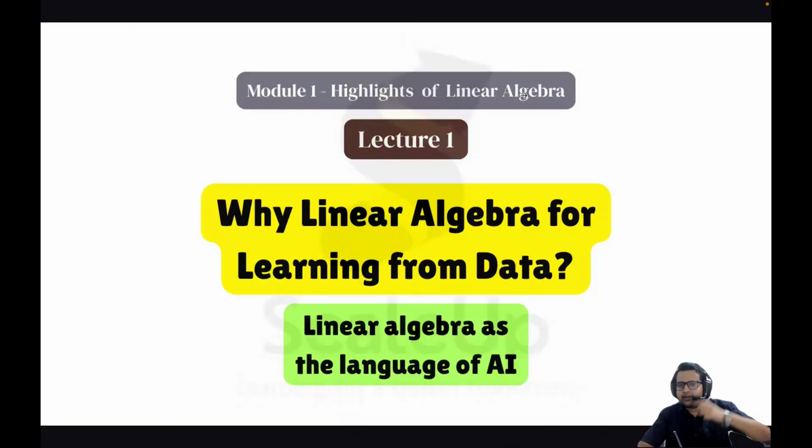So first we'll start with the first topic. This is module 1, highlights of linear algebra, lecture 1, why linear algebra for learning from data, and we are starting with the first topic, that is linear algebra as the language of artificial intelligence.